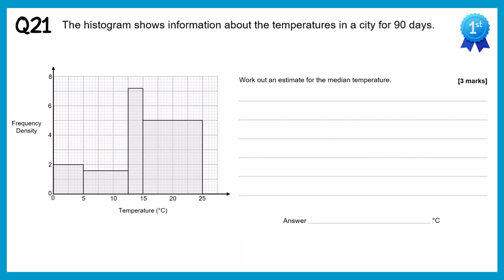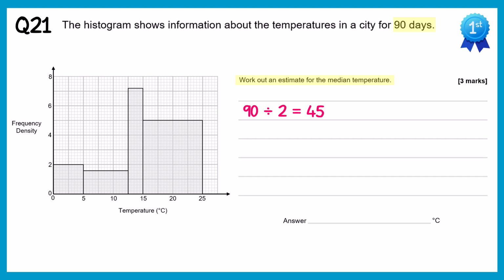In this question, we've been asked to work out an estimate for the median temperature. We're told that this histogram represents 90 days. So if we do half of 90, we get 45. So we're looking for where the 45th day is. To do this, we're going to need to work out the frequencies represented in each of these bars. We can do this by working out the area of the bar.